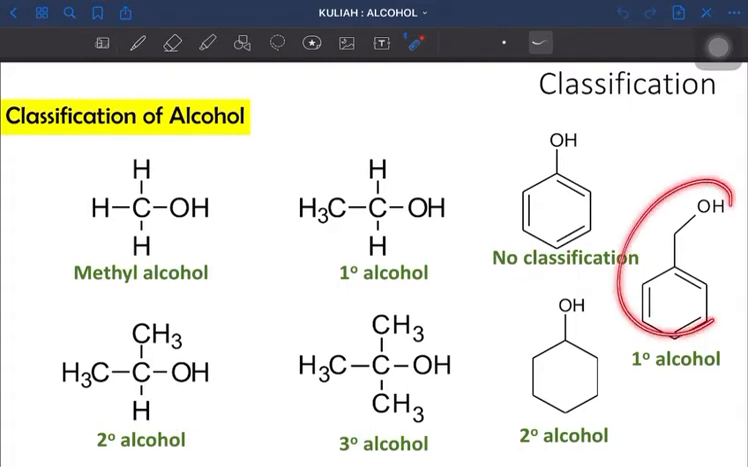And then this one, okay, we have this OH directly bonded to this carbon, and this carbon is a primary carbon, so this is the primary alcohol. Okay, this one here, this OH is bonded to this carbon, so this carbon is 1, 2. This is the secondary alcohol.